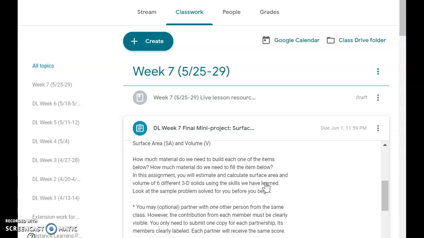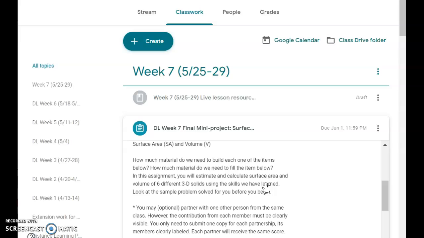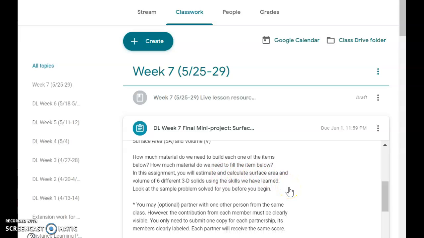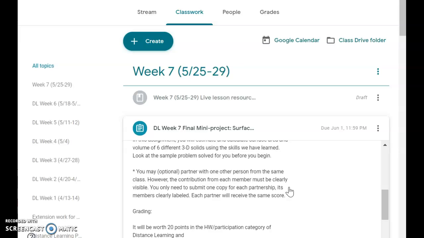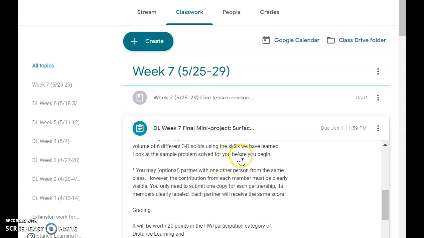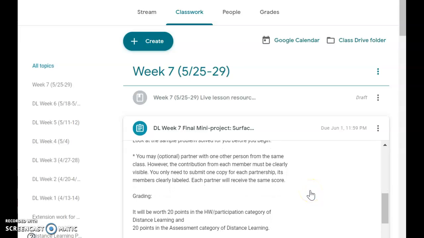So what are we doing? You are using the skills that you've learned in finding the surface area and volume to figure out the surface area and volume of some real object. You're also developing some estimation skills and comparing that to your actual calculations. You should look at the sample problem that I've solved for you to show you what I do expect.